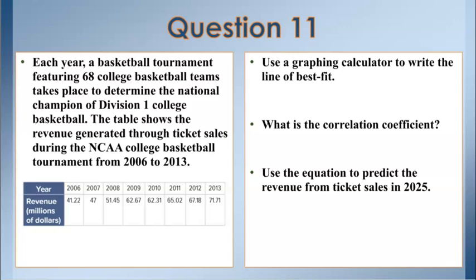Now for any of these problems, if your X is going to be years, we're not going to use the years as our X term. We're going to put down how many years it is from the given year to the starting point. So everything is based off of 2006. 2006 is 0 years from 2006, 2007 is 1 year from 2006, and then 2008 is 2, then 3, 4, 5, 6, and then 7 years. So these are the X terms we're going to be using, and the revenue is going to be our Y coordinates.